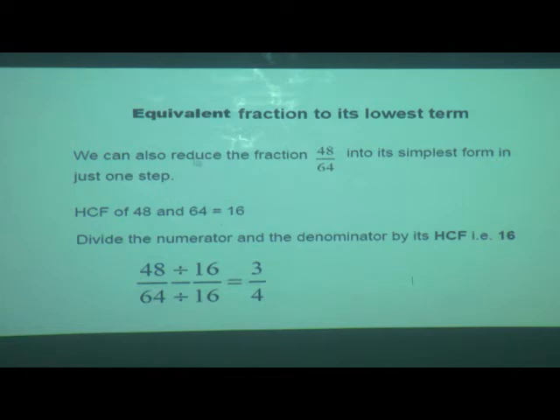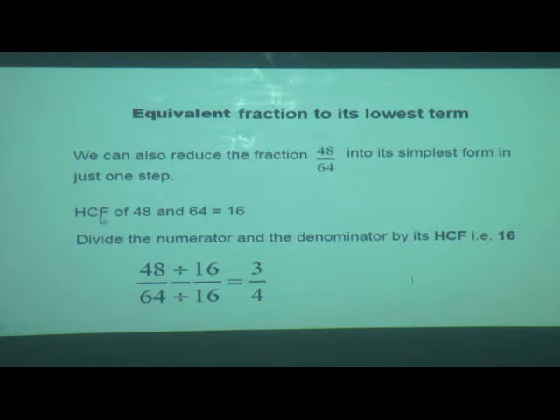Now one more example we will see here: equivalent fractions to its lowest term. Already we had seen how to reduce. When you write it in your notebook it will be easier. We can also reduce the fraction 48 upon 64 into its simplest form in just one step. I told you already that we have even numbers, so it will be easier to reduce. Here we will divide by 16.